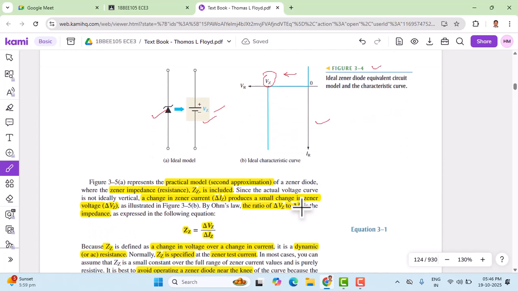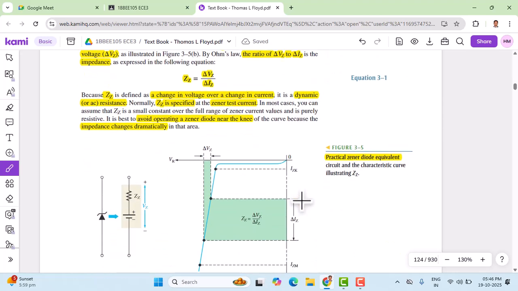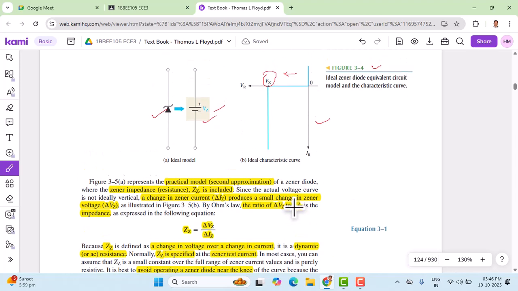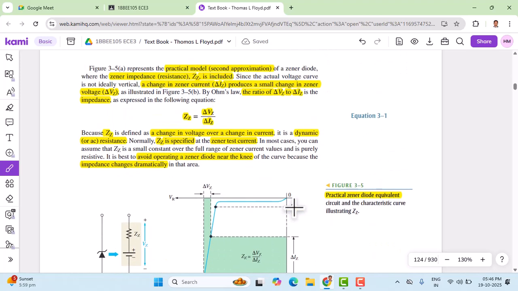When we look into the practical diode model, that's going to be shown in the next curve. So here we have a practical Zener diode model. Let me zoom in on that for you.